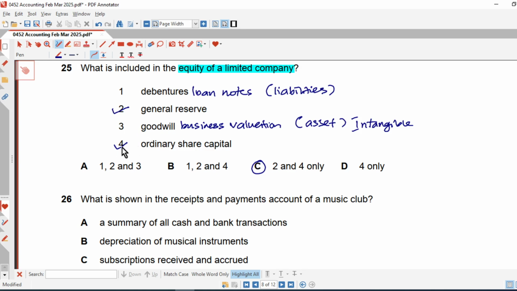General reserve, ordinary share capital, right? I mean, there are others as well. You have your retained earnings, you have your preference share capital. Of course, preference shares, you have to be careful. You have to look at whether they are redeemable or irredeemable. So if it's redeemable, if the company can buy back the shares, then it becomes a liability. But if it's irredeemable, it's permanent. So that will be capital.